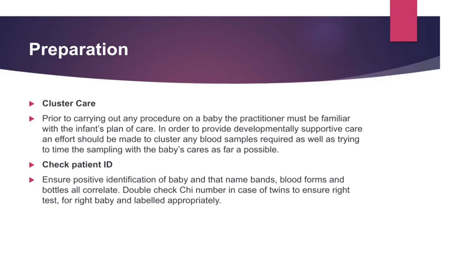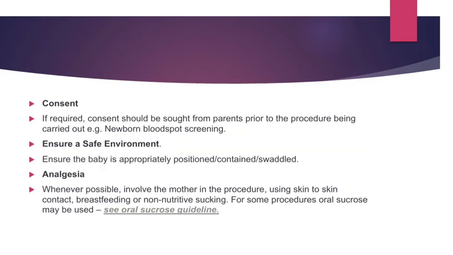Check patient ID. Ensure the positive identification of a baby and that name bands, blood forms and bottle all correlate. Double check the number in case of twins to ensure the right test for the right baby and labeled appropriately. Consent. If required, consent should be sought from parents prior to the procedure being carried out. Example, newborn blood spot screening.